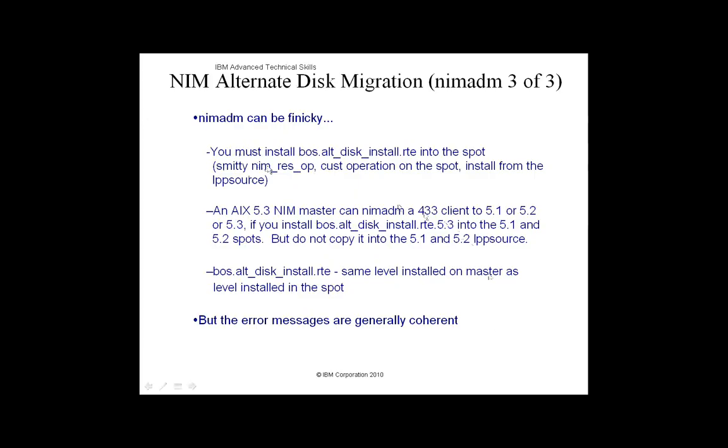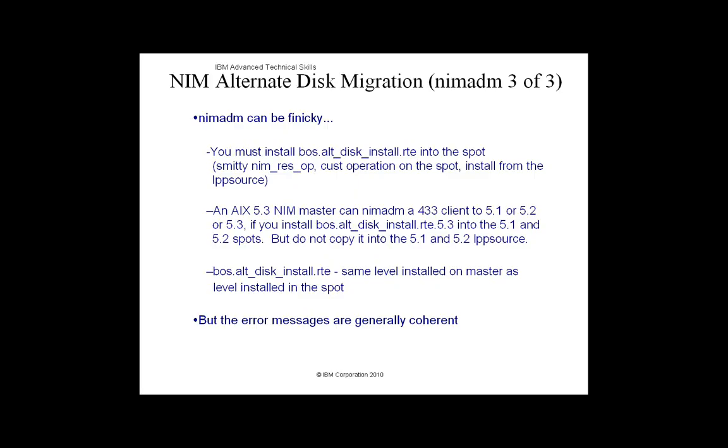In order to do this, you have to install bos.alt_disk_install.rte into the SPOT. And it's not installed in the SPOT by default. It's a smitty nim_res_op. Perform a cust operation on the SPOT of choice and install alt_disk_install from the LPP source. Now the trick to this, right?